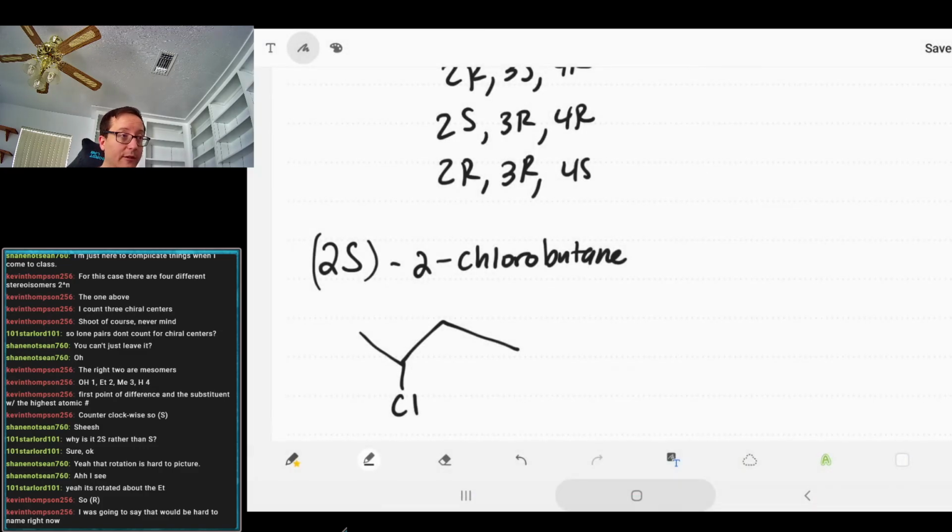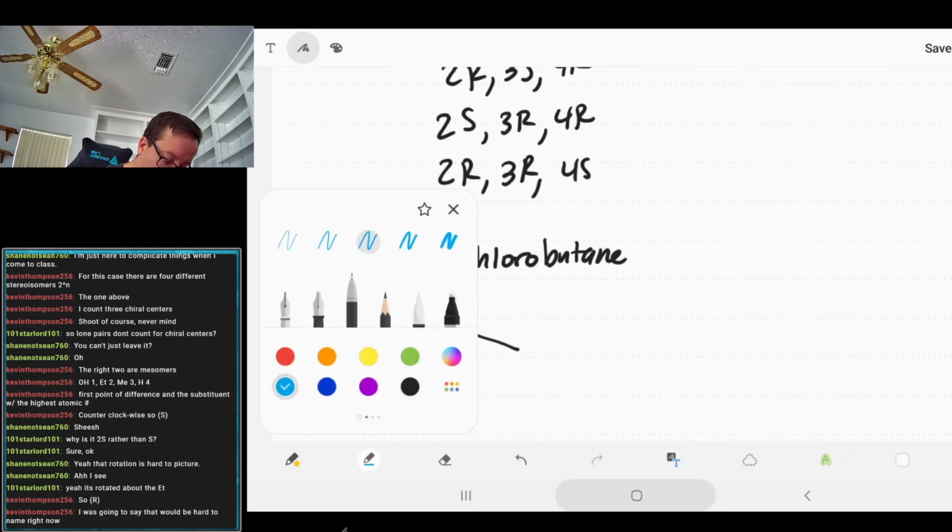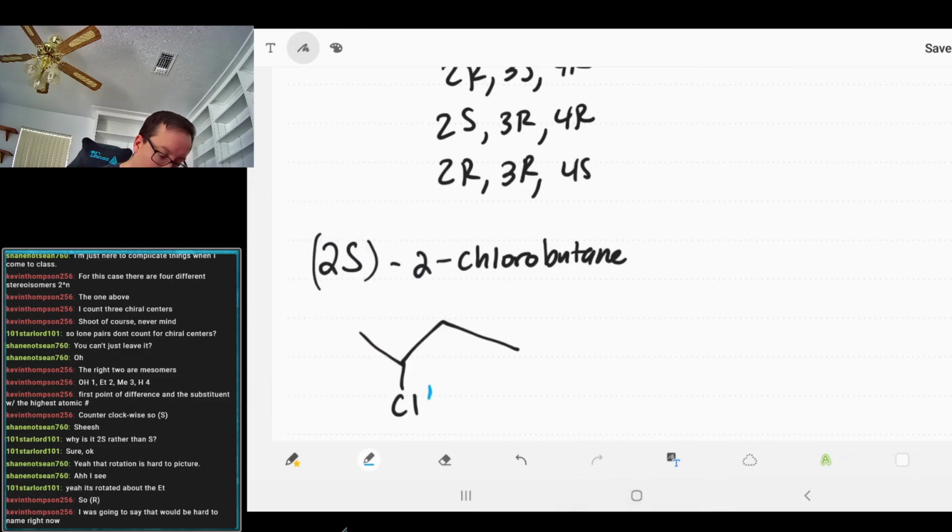And so, if we want to figure out if we need R or S here, the first thing we want to do is assign our priority. So we know priority 1 will be chlorine, then 2 and 3. Hydrogen would be the last one, which would be 4. Cotton, stop it. That's just the wind. Relax.